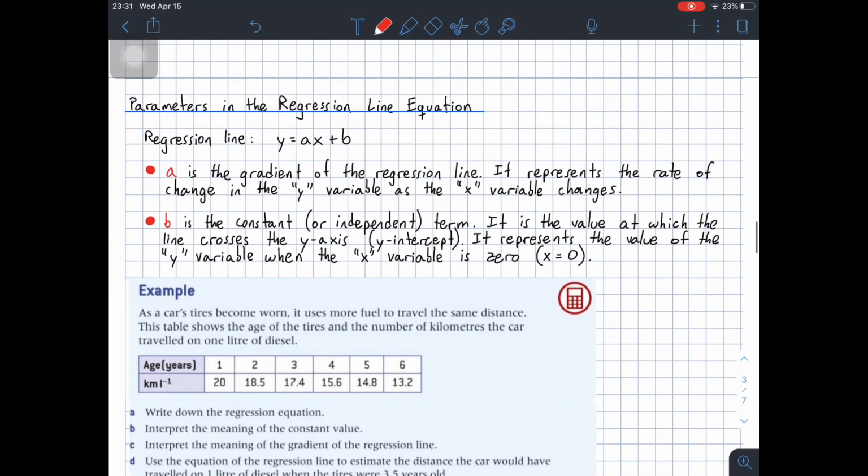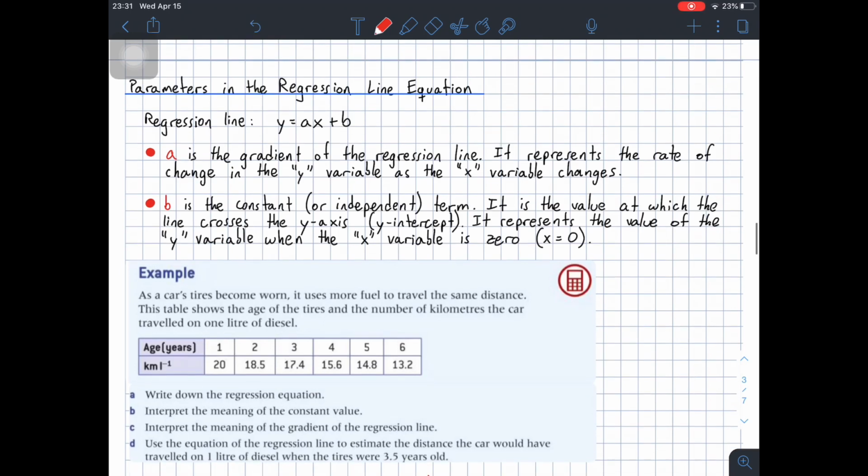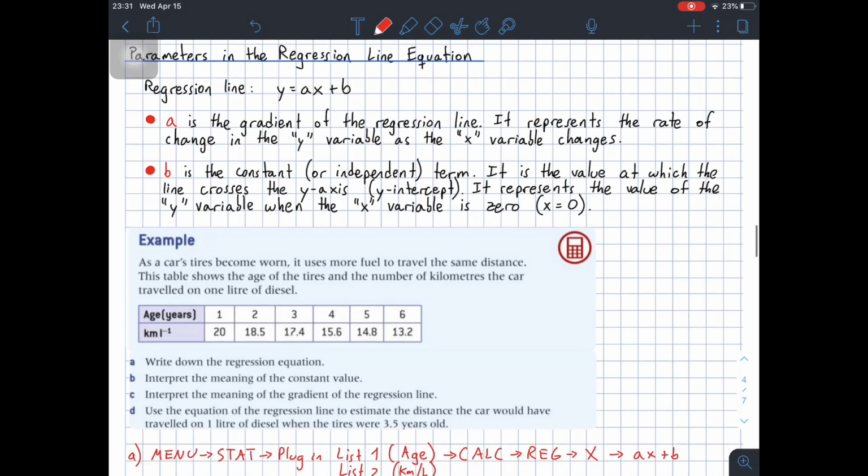It says parameters in the regression line equation. The regression line, as I told you, has this form, y equals ax plus b. What does a represent? And here it says a is the gradient of the regression line. It represents the rate of change in the y variable as the x variable changes. And what does b represent? b is the constant or independent term of the line. It is the value at which the line crosses the y-axis. We know that as the y-intercept. And it represents the value of the y variable when the x variable is 0. Okay, so it's basically the y-intercept.